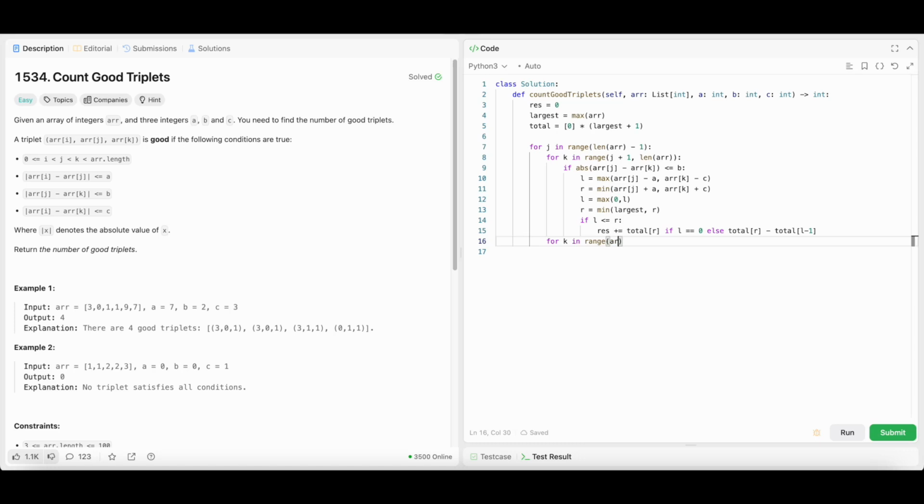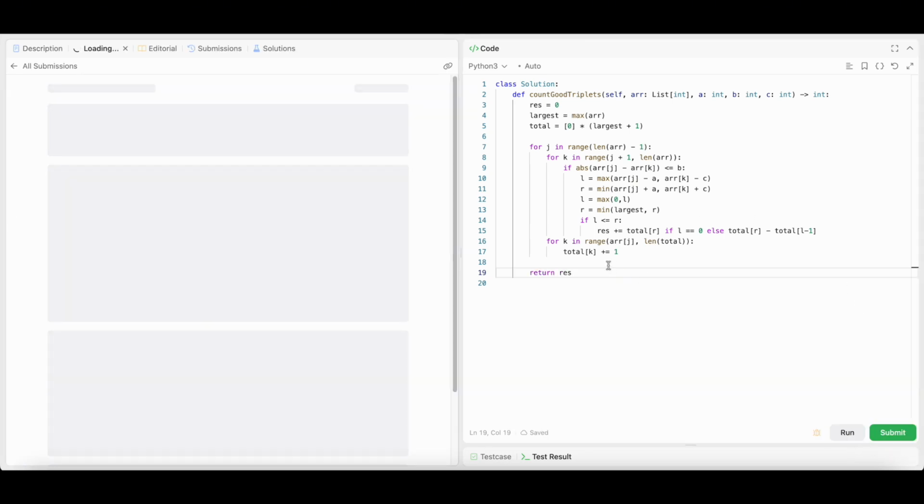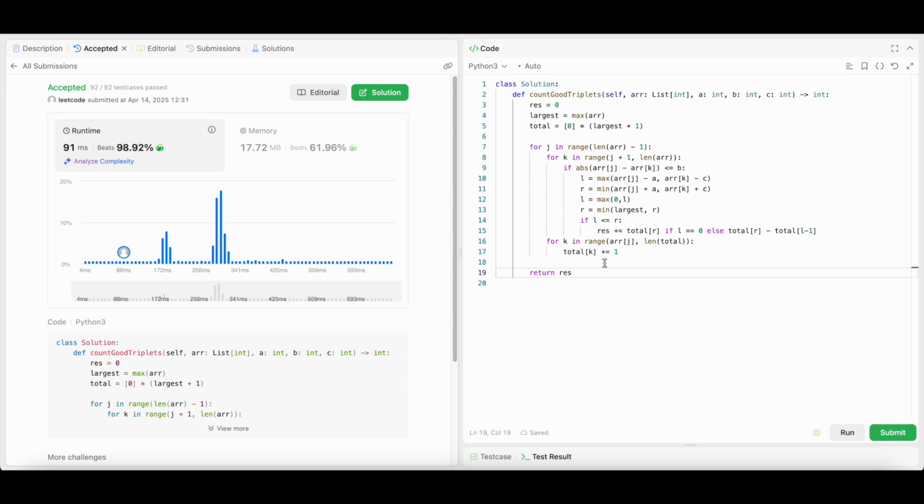So now we can set the prefix array, or we need to update. So we will iterate from array of j to the length of total and total of k plus 1. And then we can return result, see if it works. Okay, perfect.